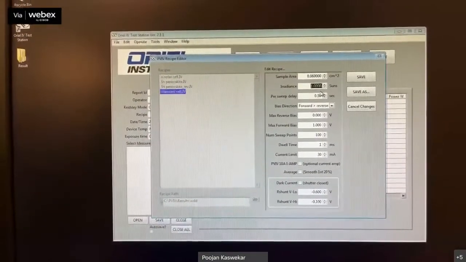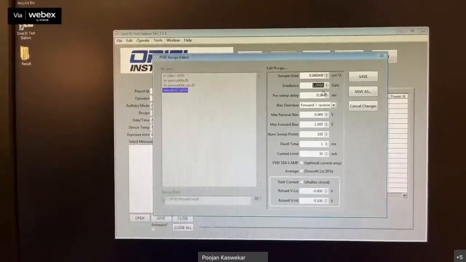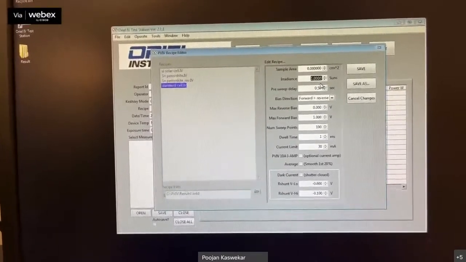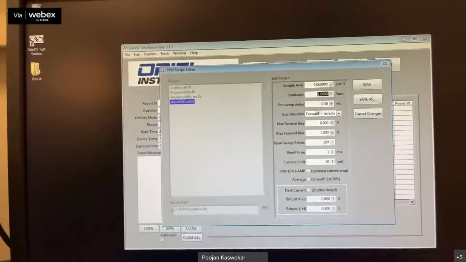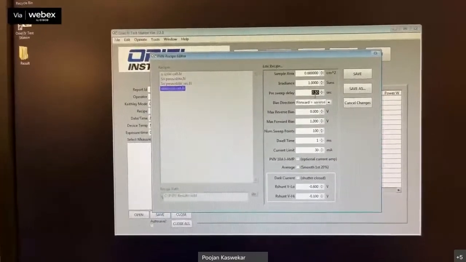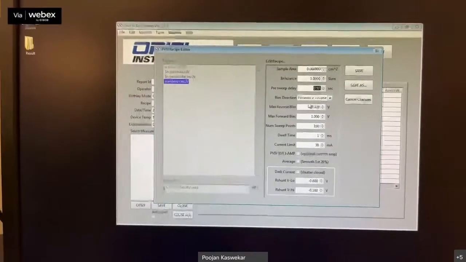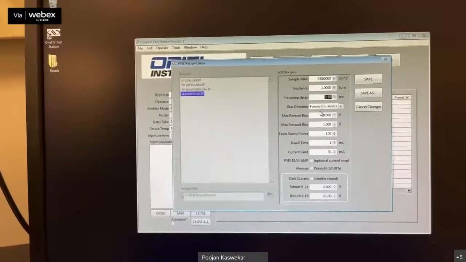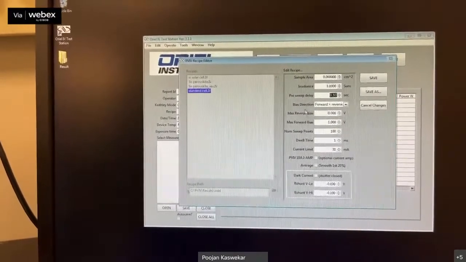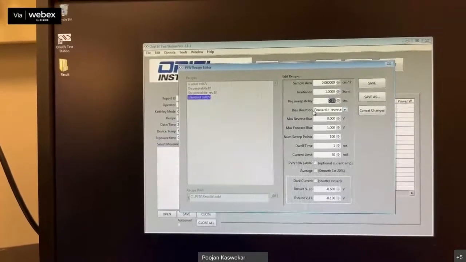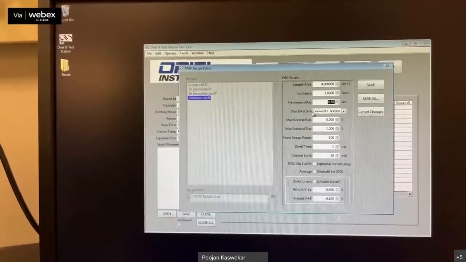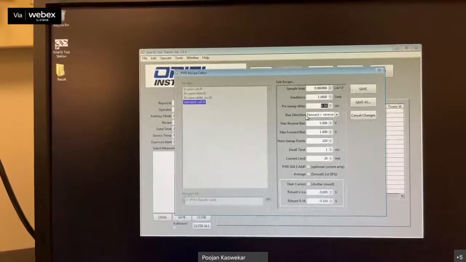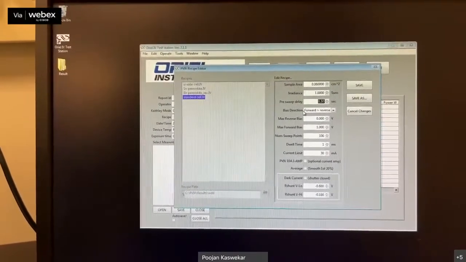It depends on which irradiance you want. Maybe you want to illuminate only 0.1 suns. That's fine, you can just set the irradiance here. And the pre-sweep delay: for each sweep, how much delay you want, like 0.5 seconds, 1 second, 2 seconds, 3 seconds. And this is the bias direction, forward to reverse or reverse to forward. Normally we measure solar cells in forward to reverse and reverse to forward directions.